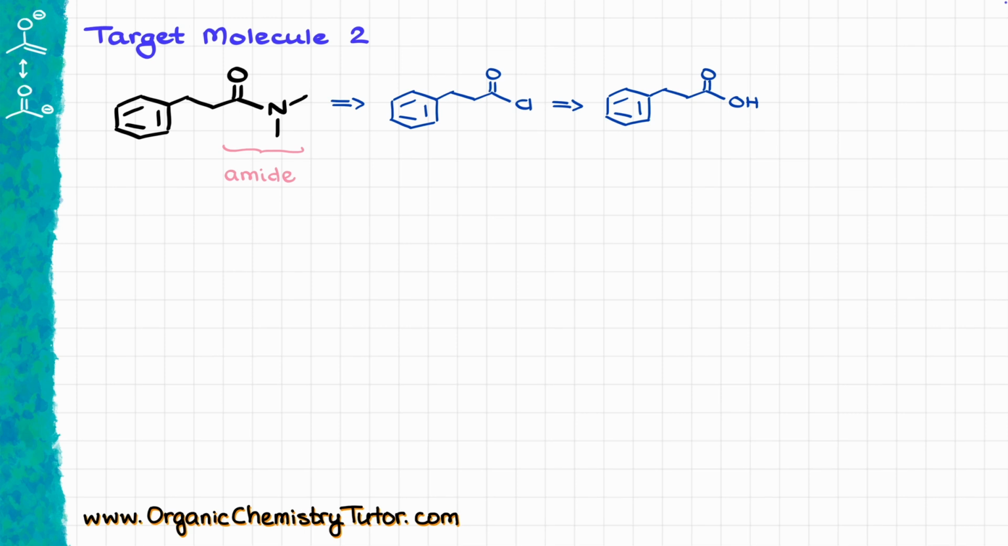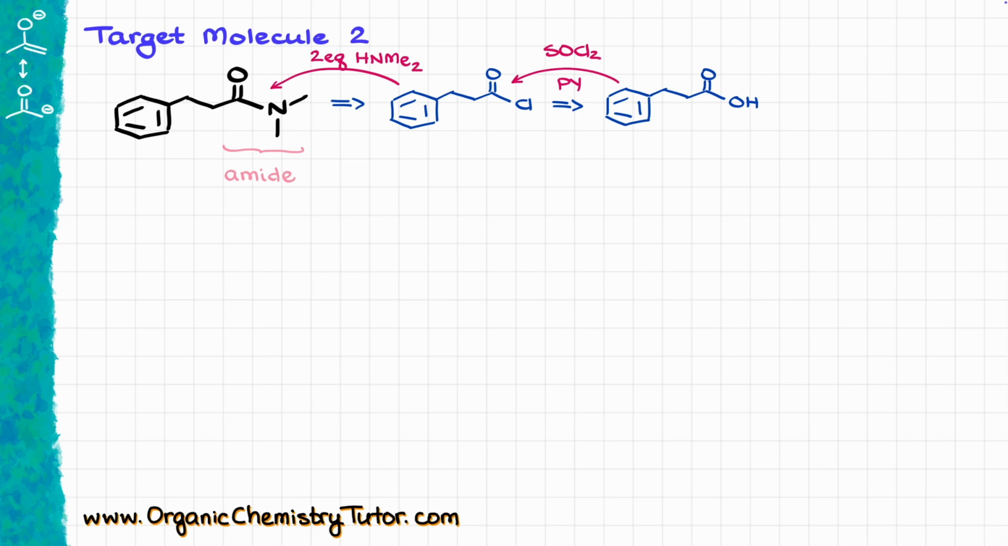So to go from the carboxylic acid to the acid chloride, we are typically going to use SOCl2, thionyl chloride, in pyridine. And then to go from the acid chloride to the amide, we're going to use two equivalents of our dimethylamine to get the final product here.